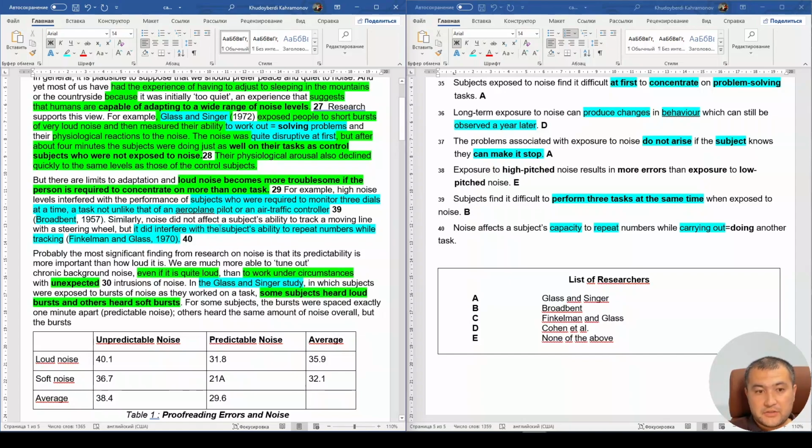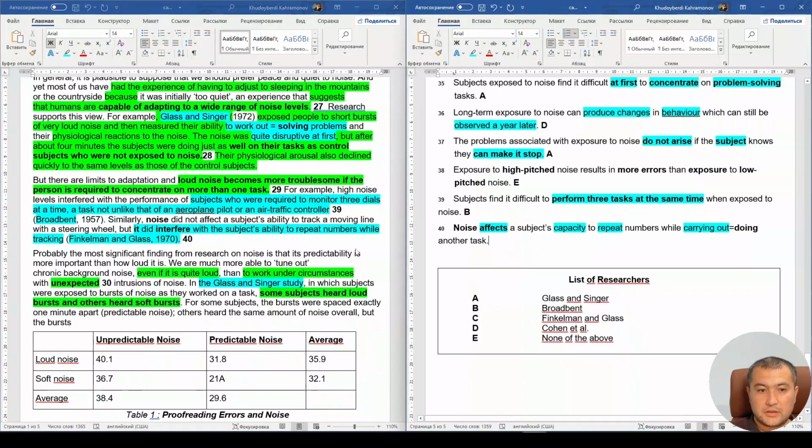So let's try to match synonyms here. To repeat numbers, carry out, which means tracking, while tracking could be carrying out another task, right? Noise affects, interfere could be a synonym to the word affect. And noise is it. The pronoun it can be a synonym to the word noise because just before this part of the sentence it says noise didn't affect, however it did affect, right? And that's why it should be Finkelman and Glass. Finkelman and Glass is C.